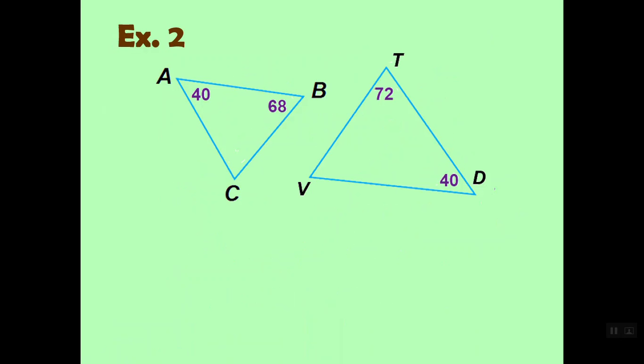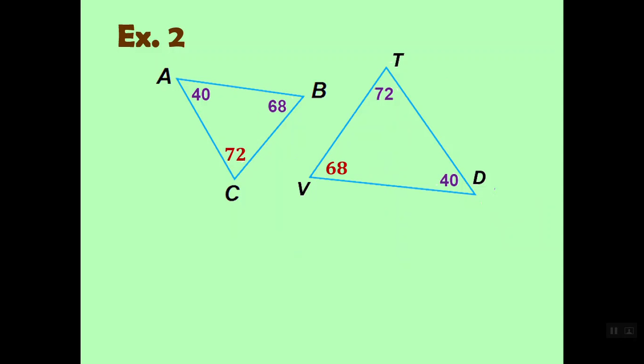Example 2. Let's see. Well, we don't know enough information at this point, but we do see that we've got a 40 for angle A and a 40 for angle D, so that's a good start. What we need to do is figure out what those other two angle measures are. So if I add 40 and 68 and subtract from 180, I would get 72. And if I add 40 and 72 and subtract from 180, I would get 68.